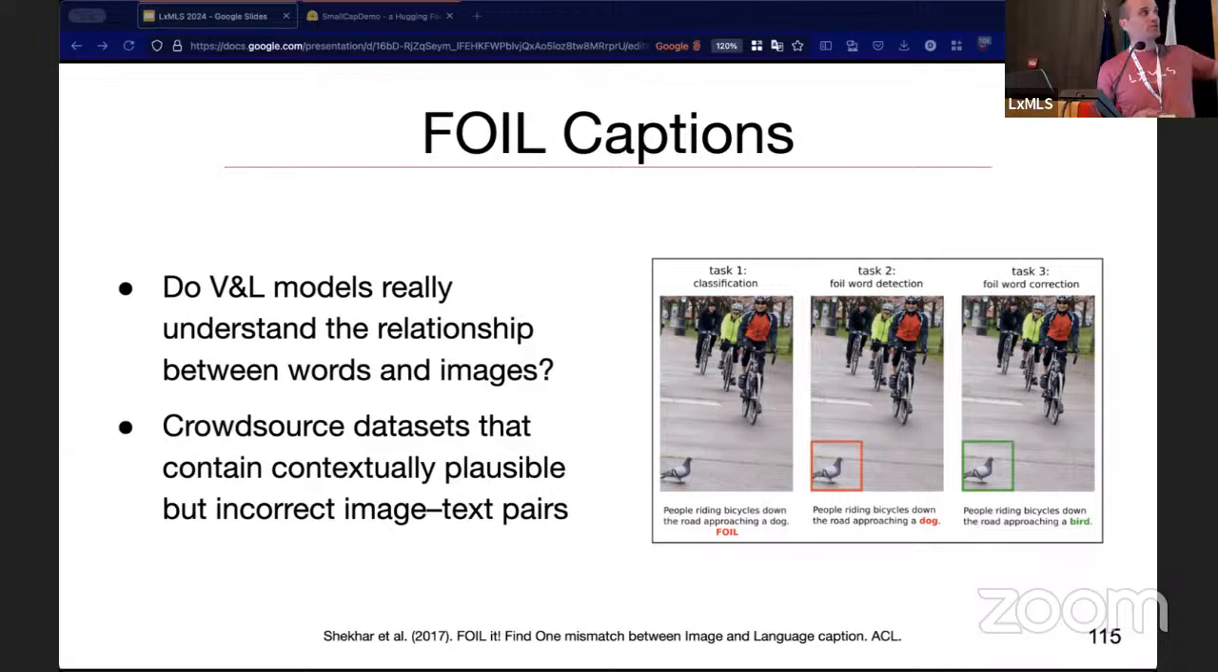In addition to this, we'd also like the models to be able to localize where in the image the wrong object is. Is it that the people are not cycling? Is it that they're not people? No, it's that it's a bird. And also, could you correct this mistake? Can you demonstrate understanding through correction? These are typically crowdsourced data sets, although there are some approaches to manually producing these.